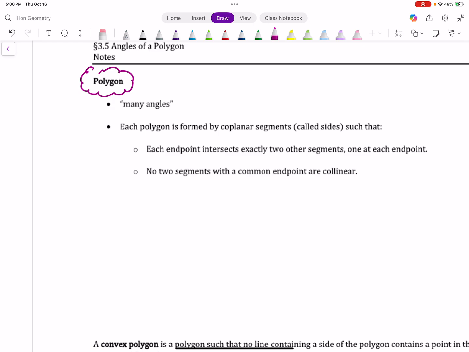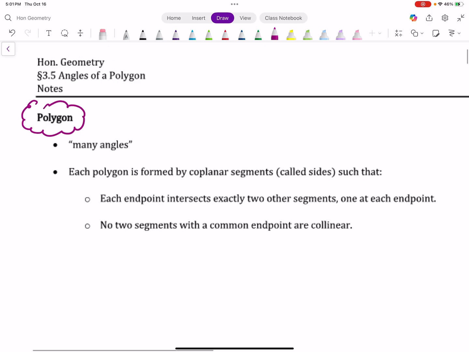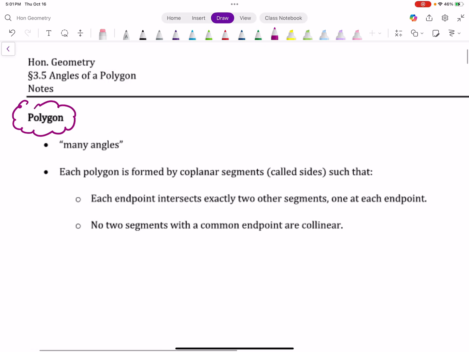Etymology of polygon. Oh, I'm so good. It's Greek. It's from the Greek polygonon, maybe? That means many angles or many angled, whichever way. The thing I'm looking at right now says many angled, but the geometry book said many angles. Close enough.